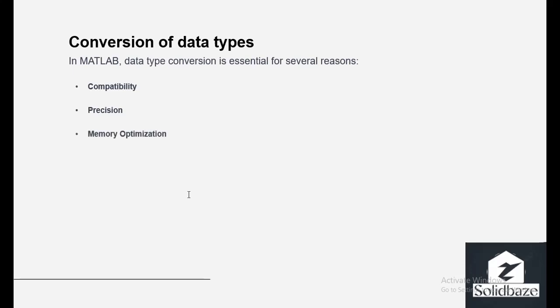We have memory optimization. Some data types require less memory than others. Converting to a more memory efficient data type can be crucial when dealing with large dataset or limited memory, just as the case we saw earlier when I was trying to explain why we use the int when declaring a variable, and in a scenario where we just choose to use a default type, which is double.